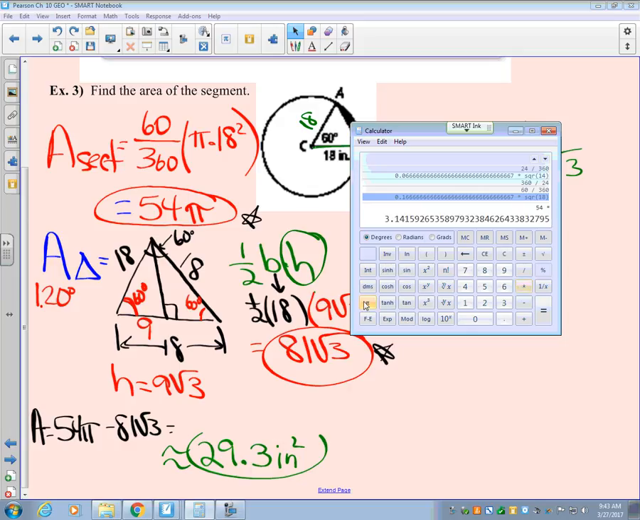54 times pi minus 81 times the square root of 3. 29.3 approximately. If they wanted you to leave it in terms of pi, you would stop right here. You would stop.